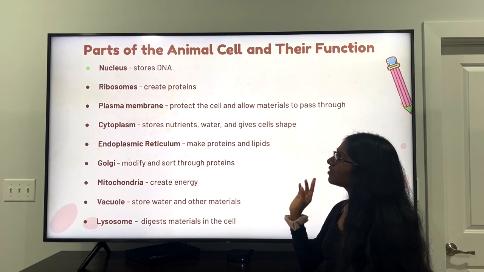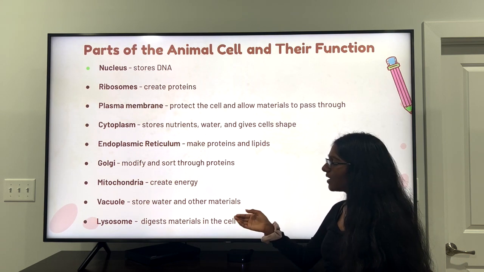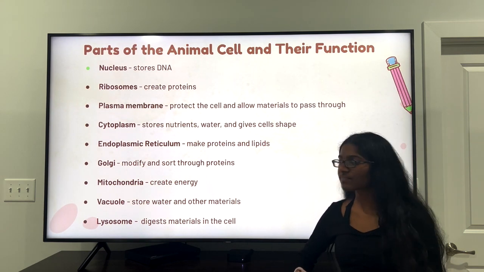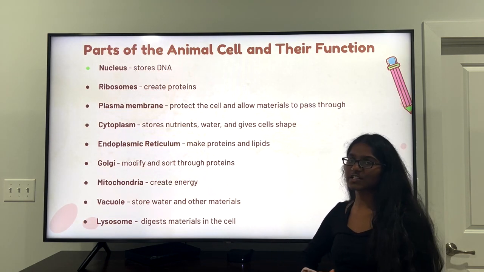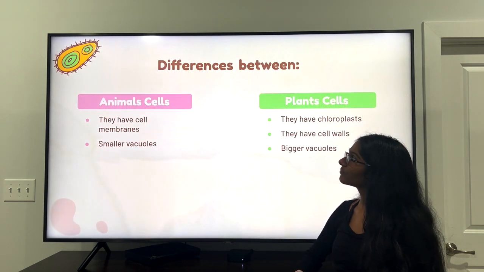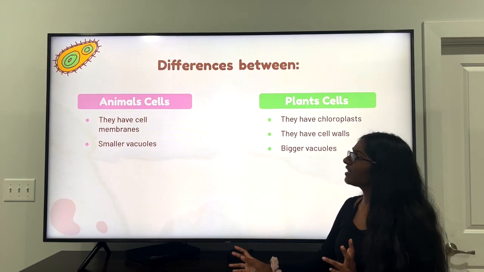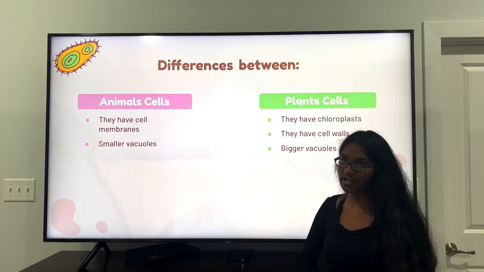And the vacuole, even though it's much smaller than in a plant cell, stores water and other materials and wastes. And after the wastes, they get to the lysosome, and this is where the materials are digested and destroyed in the cell.